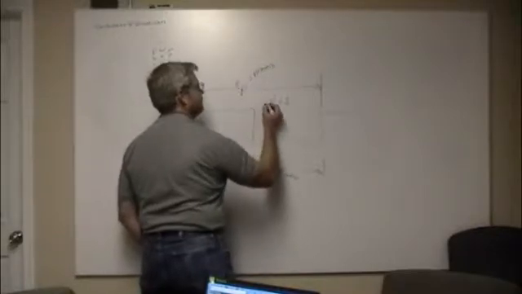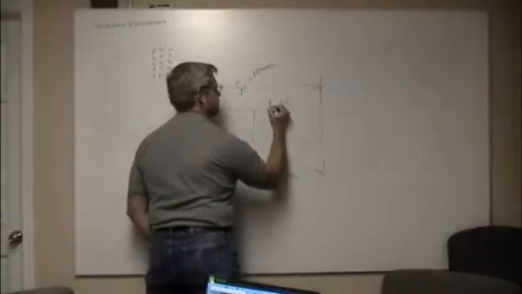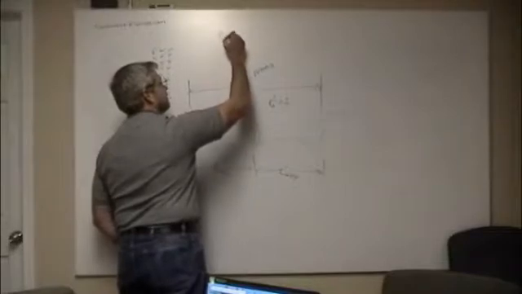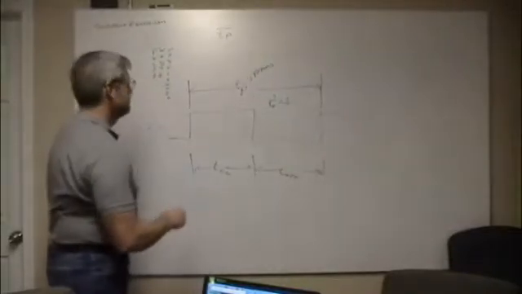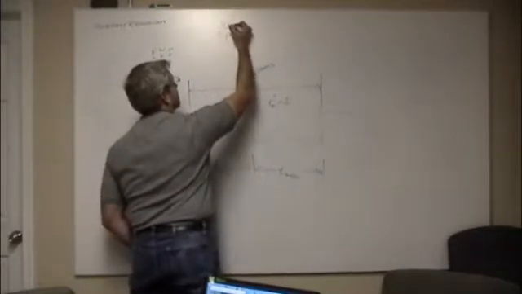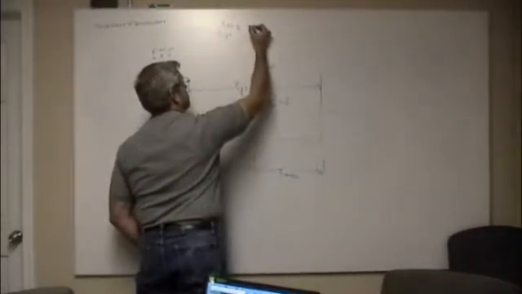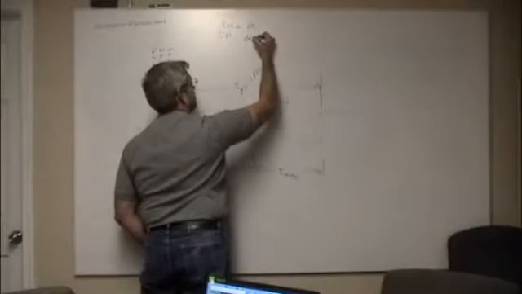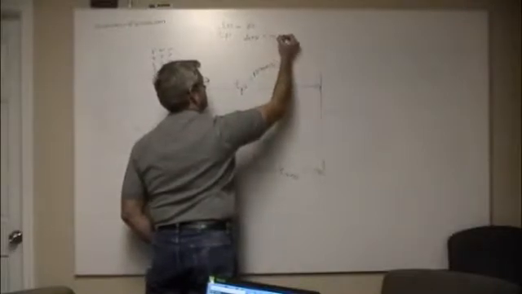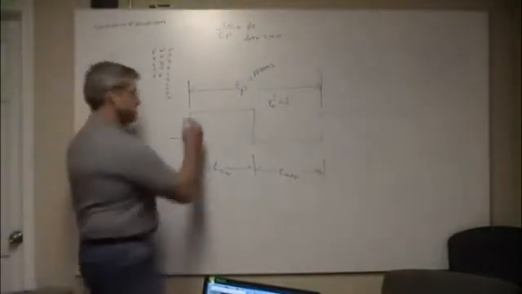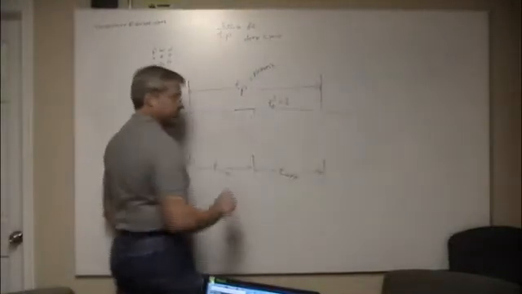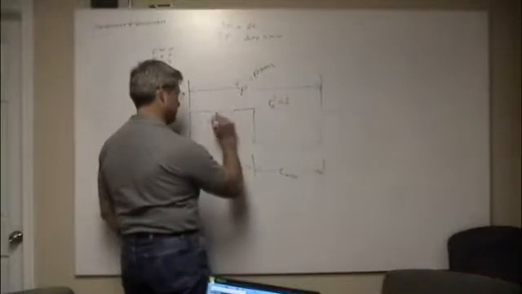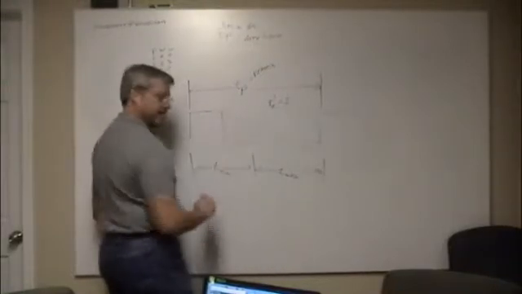So maybe I should call this T sub P, time period. And T on over time period usually is equal to DC, which is duty cycle. So 100% duty cycle is that, on all the time. A 50% duty cycle is this. A 25% duty cycle would be about that, and so forth.